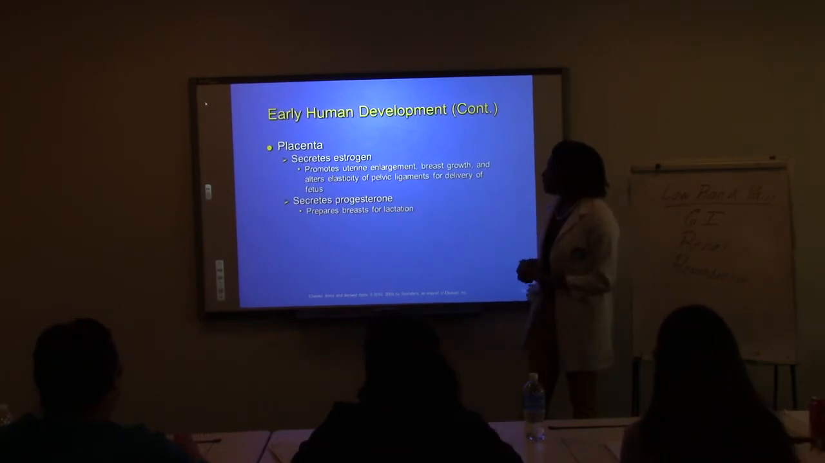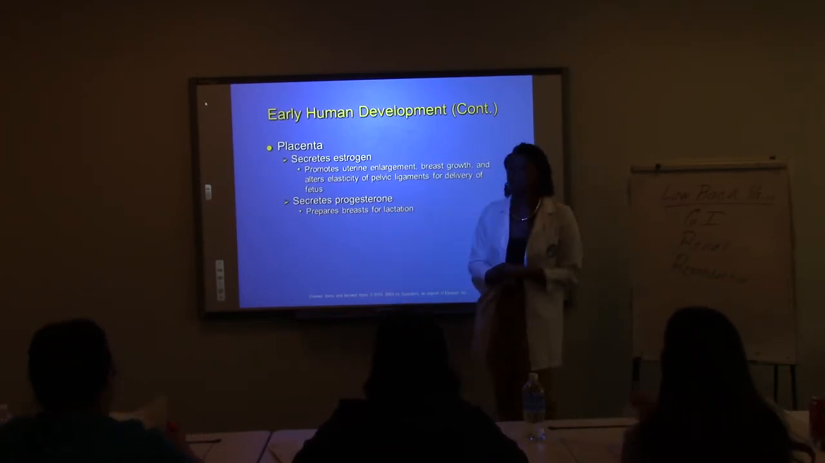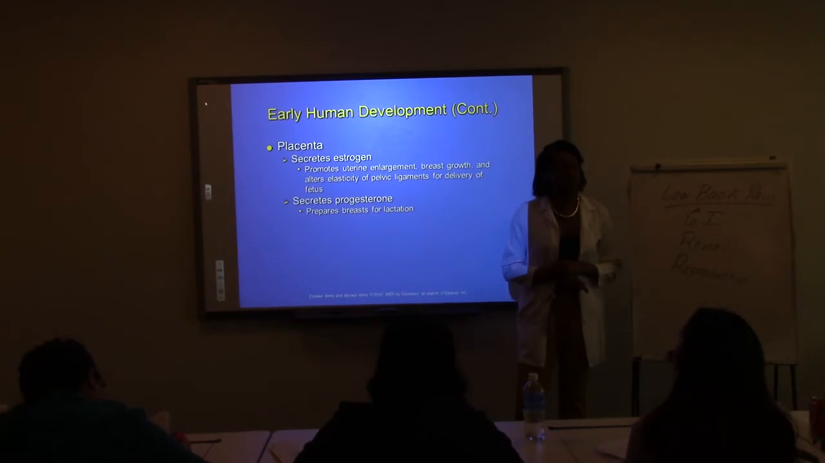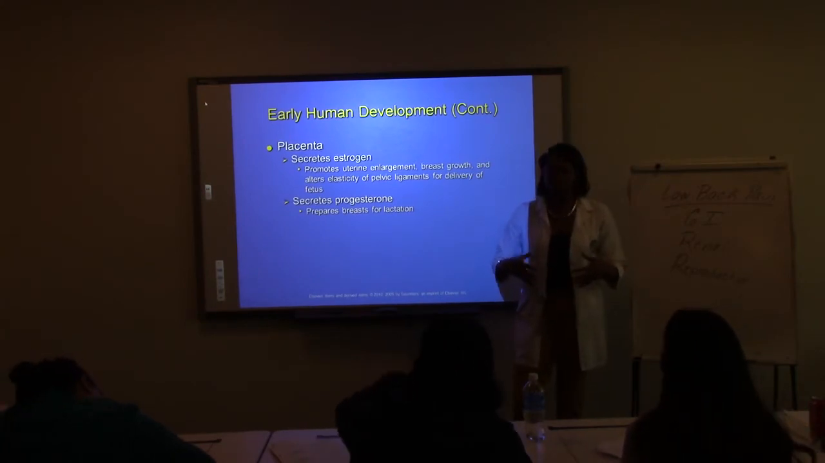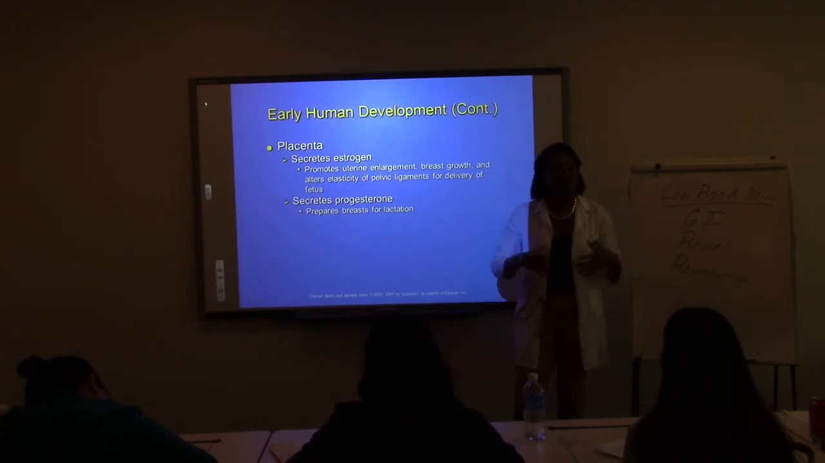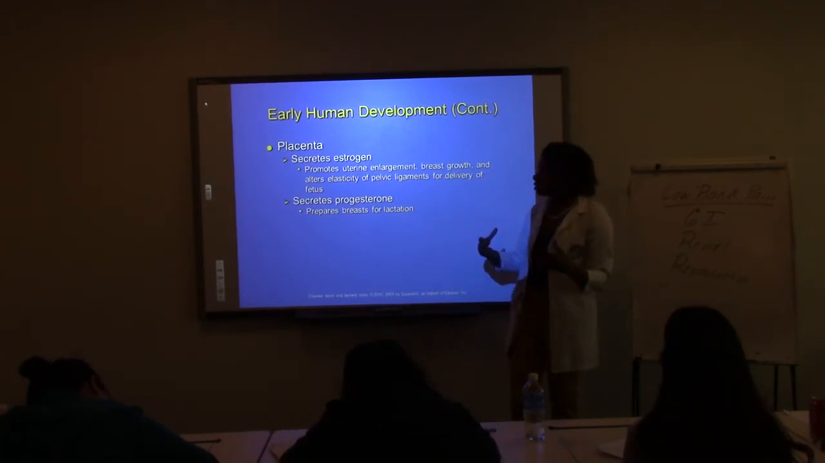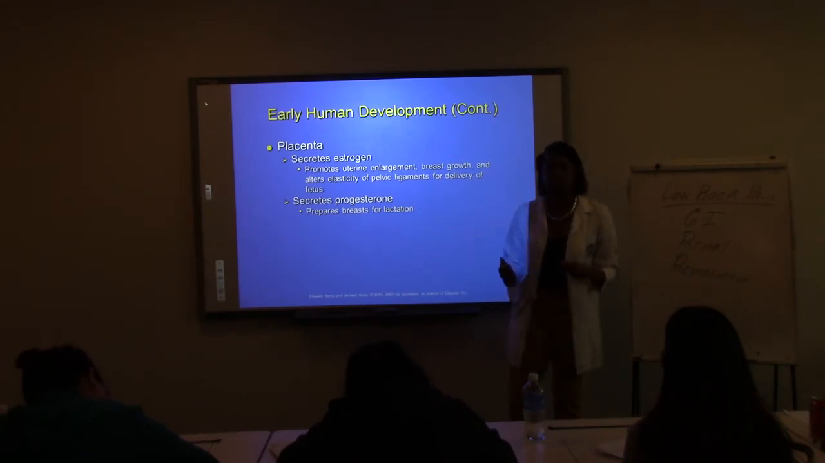The placenta secretes estrogen to promote uterine enlargement. This is important. Why does the uterus have to stretch out? Well, we're about to form a big baby, so it has to get ready to stretch. Breast growth. Also, elasticity of pelvic ligaments.